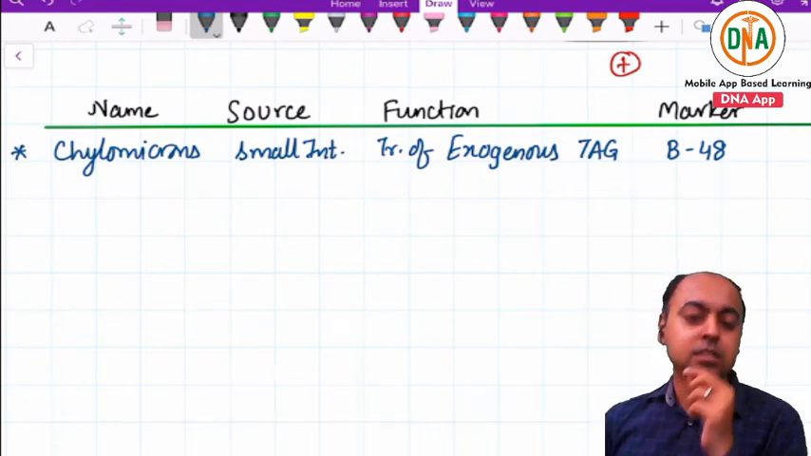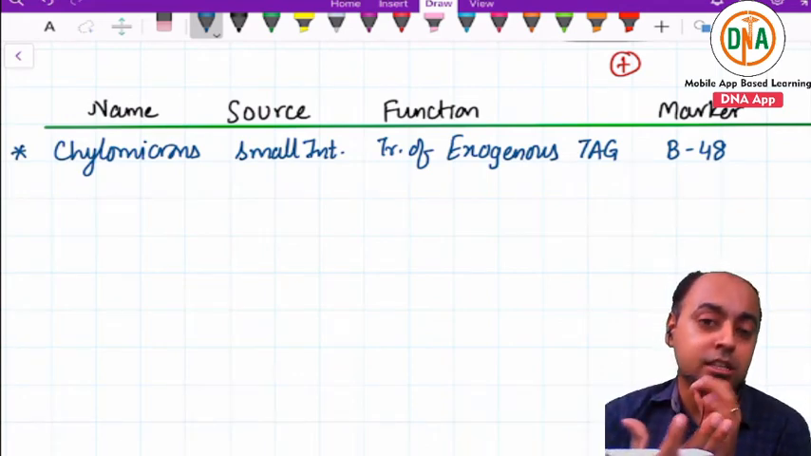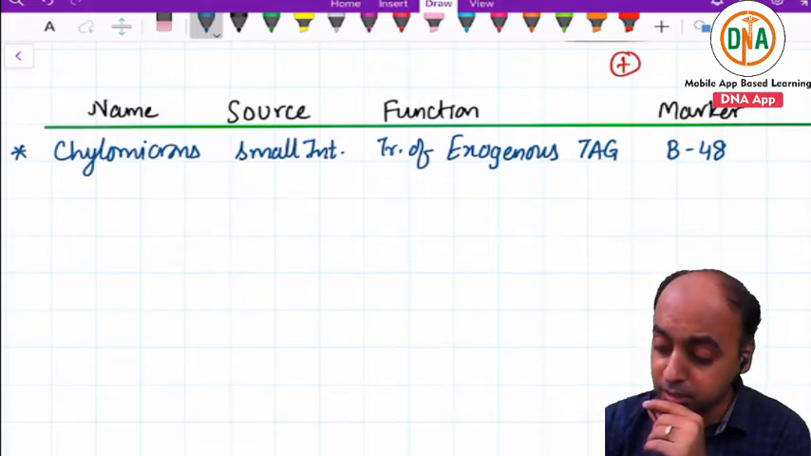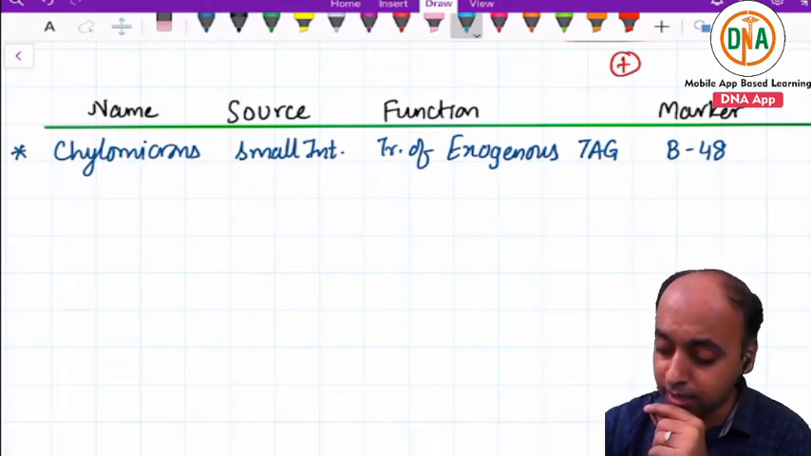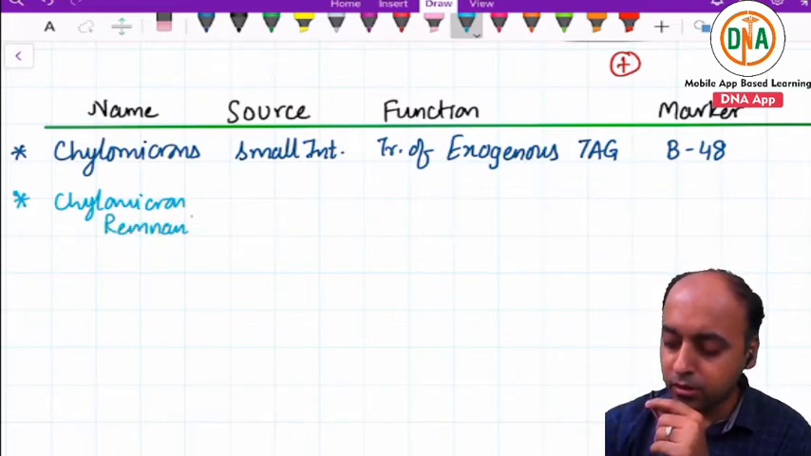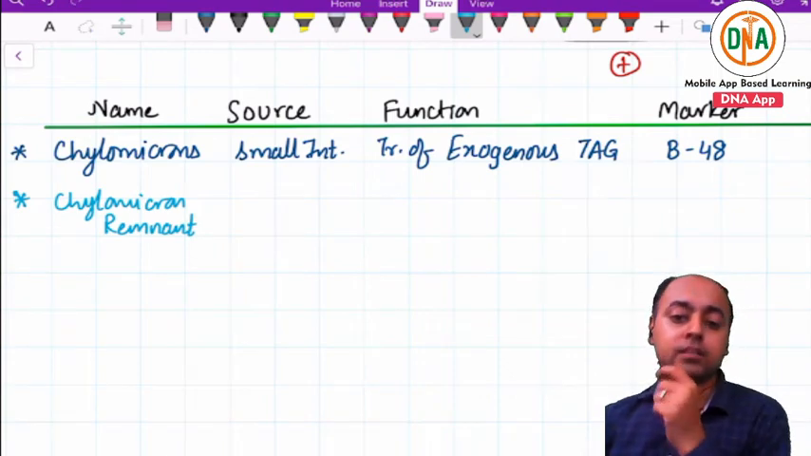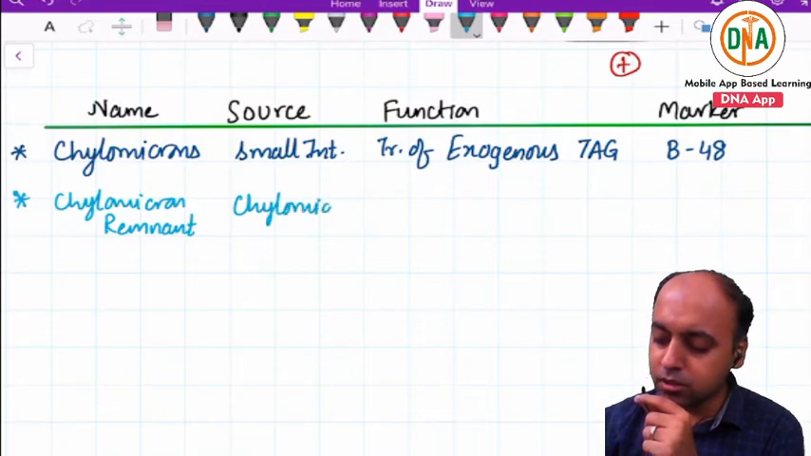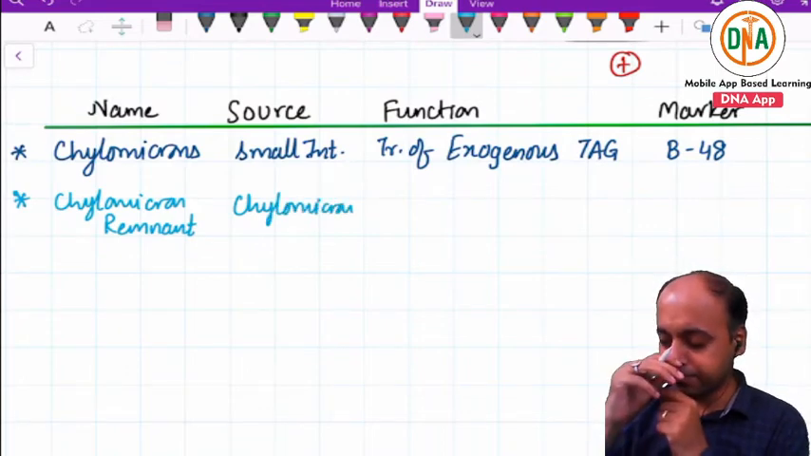Now, once this chylomicron delivers its triacylglycerol to the tissues, it becomes smaller in size, and it is subsequently known as the chylomicron remnant. So obviously it comes from the chylomicron. The source is the chylomicron.